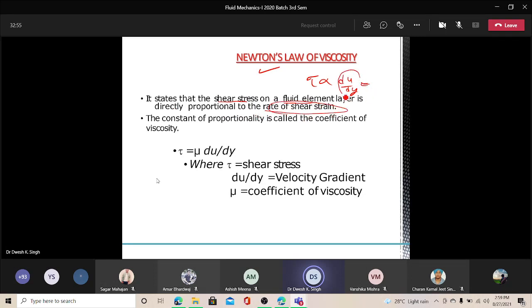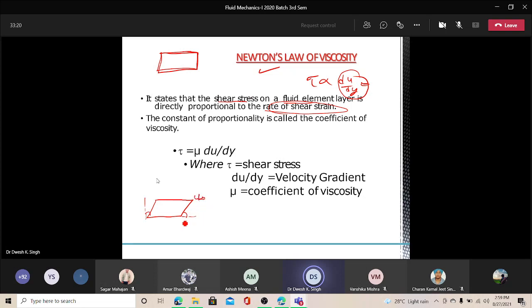So this is your shear strain. So why shear strain? Because if you take this as a fluid layer, let us take just a fluid in a rectangular form. After moving, you will find that it is moving like this, and you will find some angular changes here.